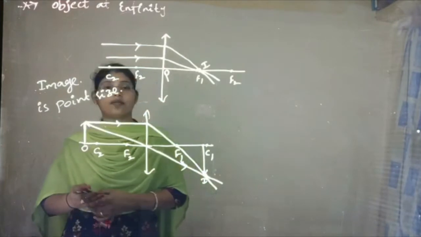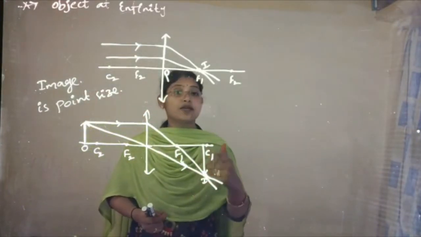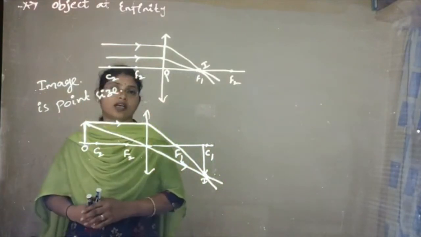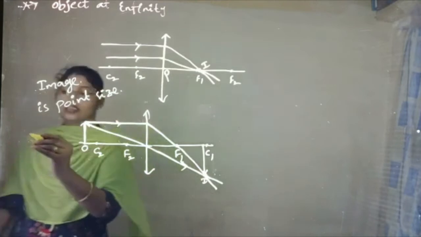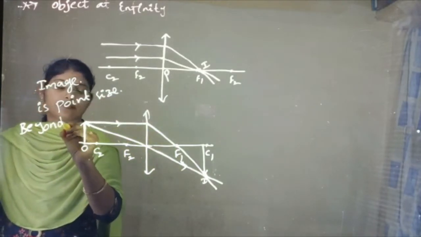The nature of the image is real and inverted, and it is diminished, when the object is placed beyond C. So this is the beyond C case.